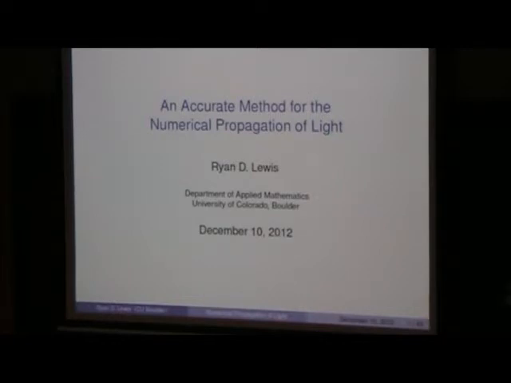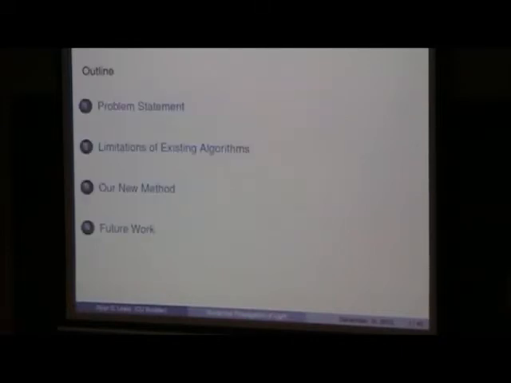And thanks for coming. So today I'm going to talk about a new algorithm for the accurate propagation of light. The outline will be to introduce the problem, and it's an old problem, so there's quite a few existing algorithms for solving it, so I'll spend some time talking about them, our new method, and then what we plan on doing in the future.